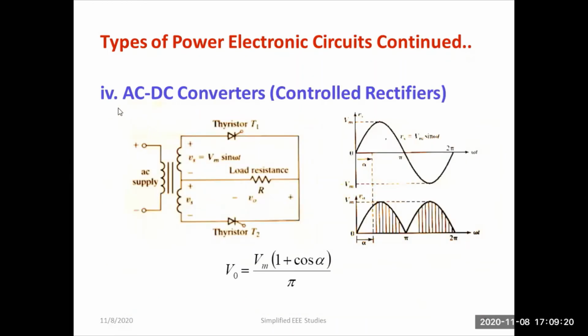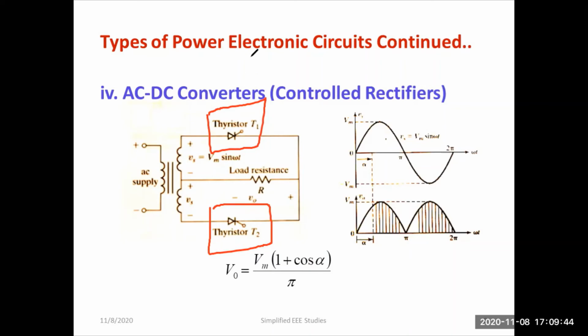Now I would like to discuss AC to DC converters. We already studied the uncontrolled rectifier. This is actually the controlled rectifier. Here the specialty is that instead of a power diode, we are going to use thyristors. As you know, a thyristor is a control device with three terminals: anode, cathode and gate.